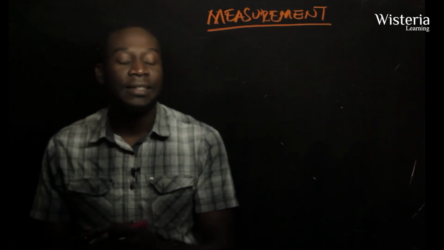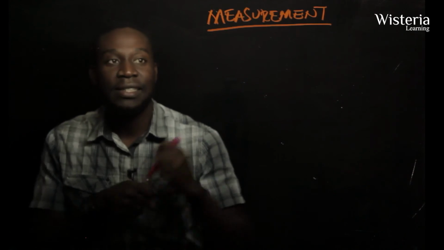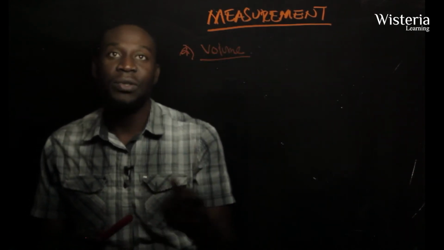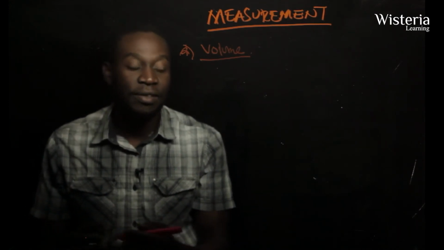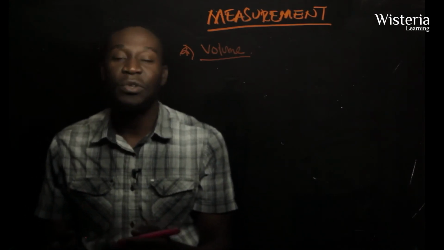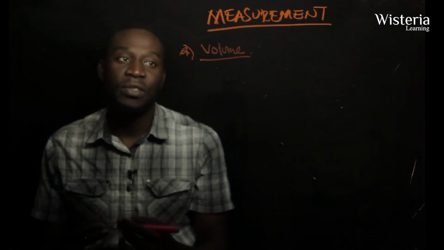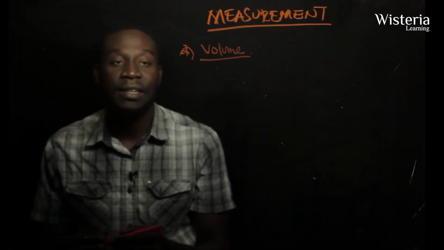Okay, after looking at temperature, mass, and time, we're going to look at volume. So we can have a volume of a solution and a volume of a gas. Now in chemistry, it's very, very important to measure volume. So we're going to start with a solution. How do you measure the volume of a solution? To measure the volume of a solution, we use certain apparatus.